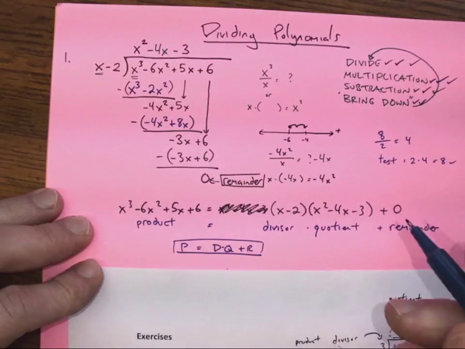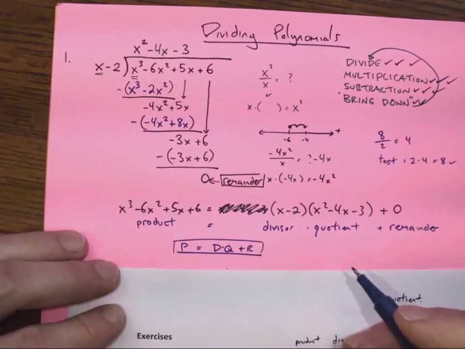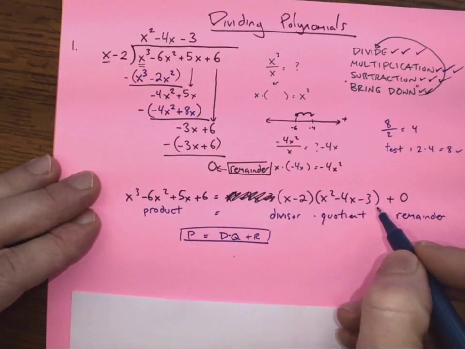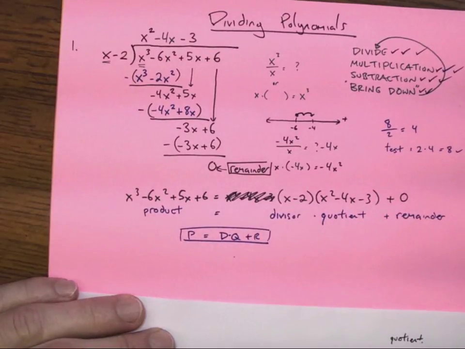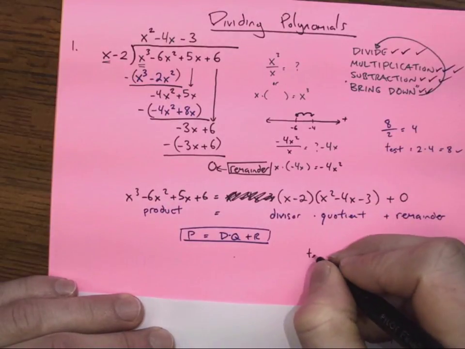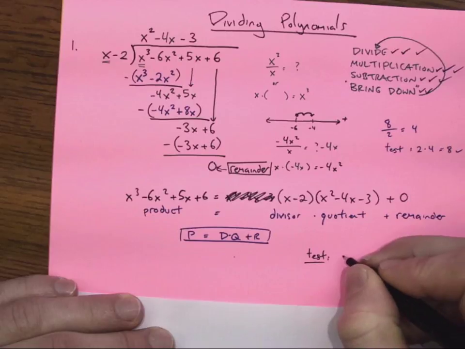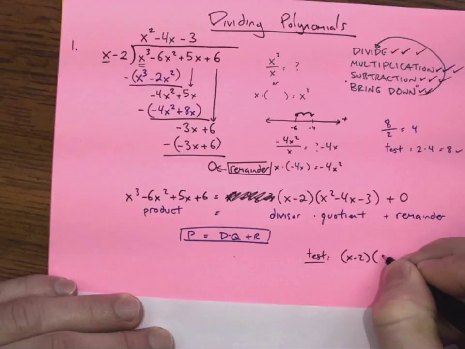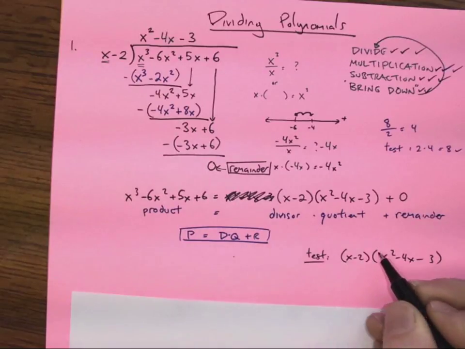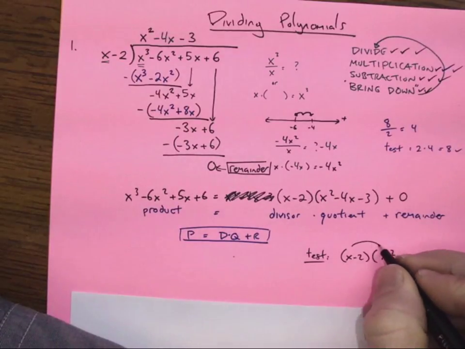It isn't in this case, but if this was important, like it was an assignment or something like that, I might go back and just expand this back out to test. You know, maybe we'll do that. Let's just test. Let's say we'll take x minus 2, x squared minus 4x minus 3, and we're going to multiply x into all these terms.